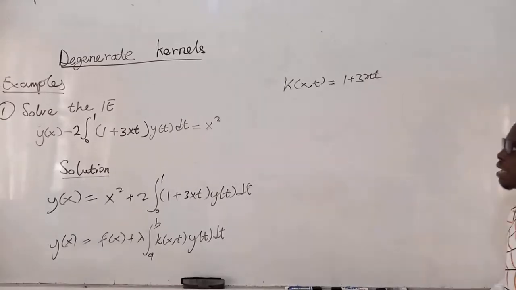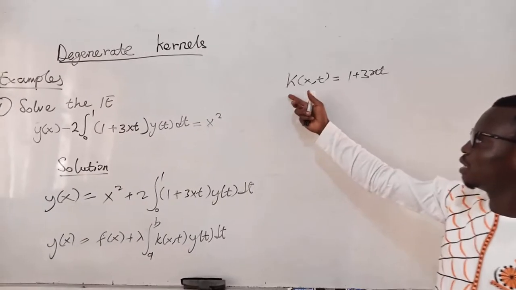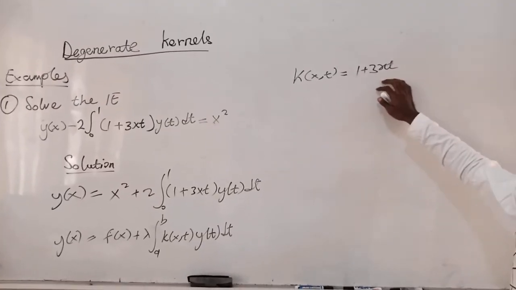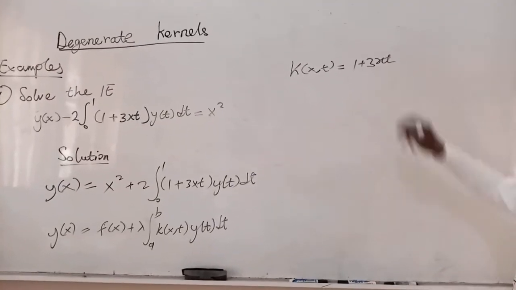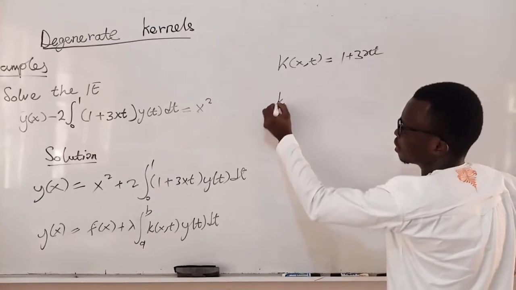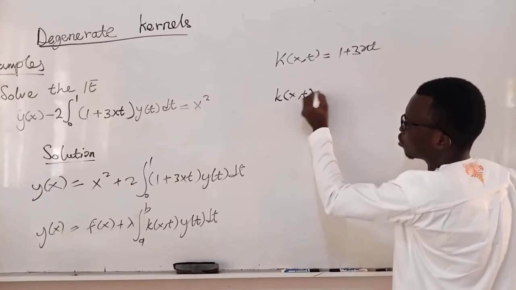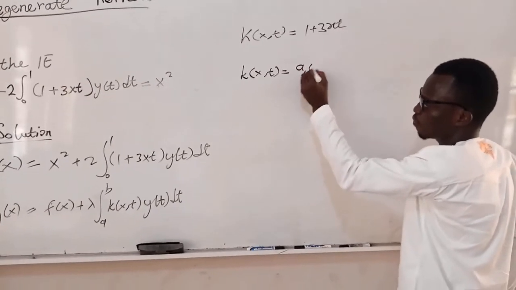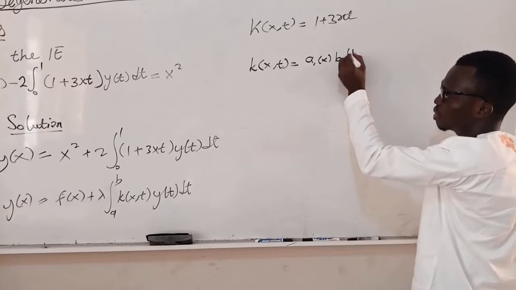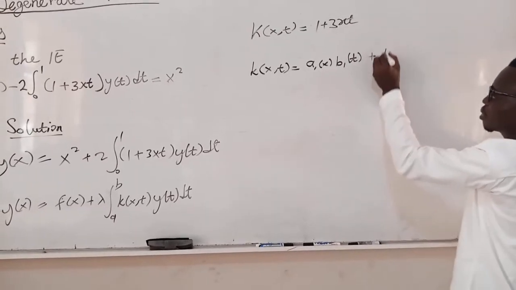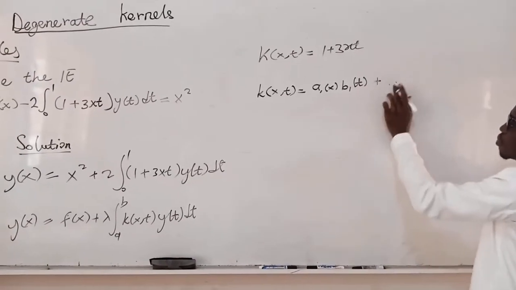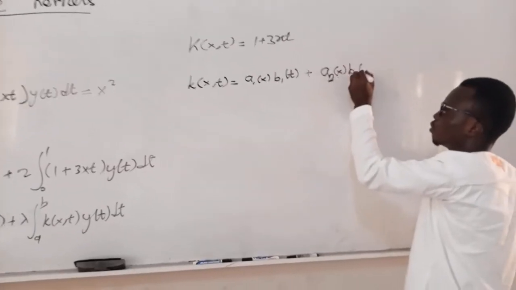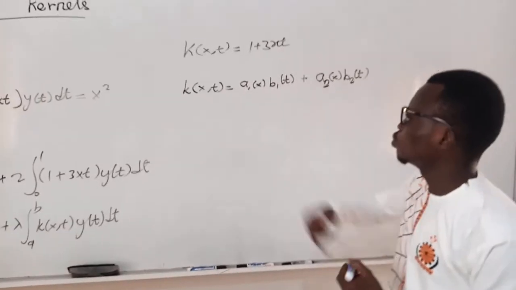And you are seeing that this is a degenerate kernel because it's a finite sum of pairwise product functions. Degenerate kernels can be written as a1(s) b1(t) plus a2(s) b2(t). We are having two terms here.